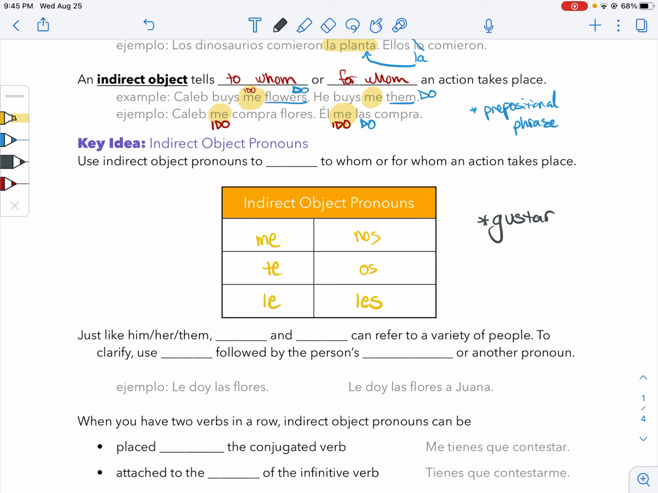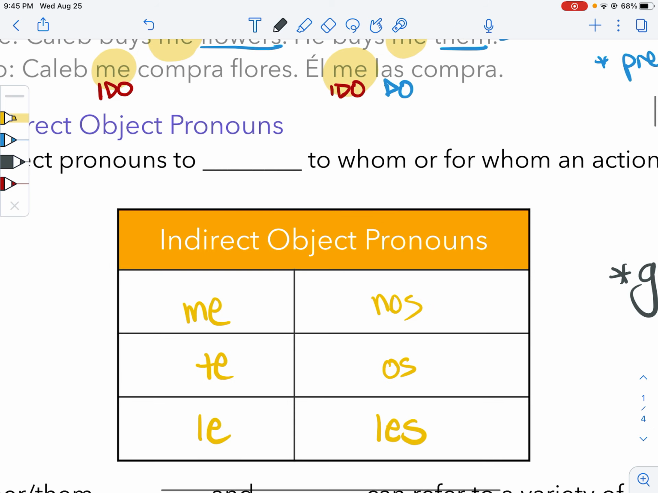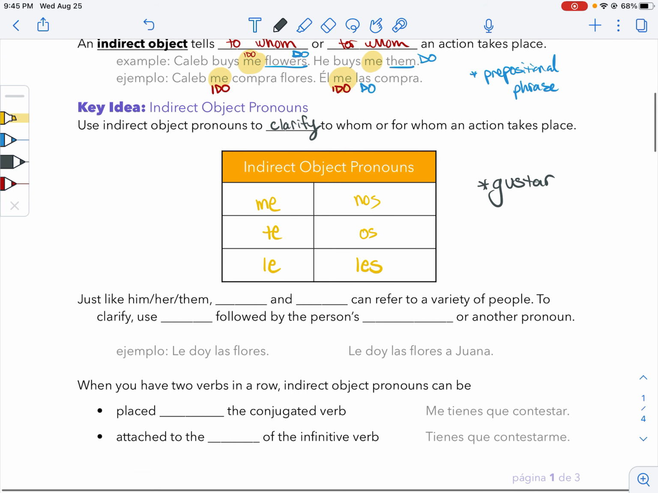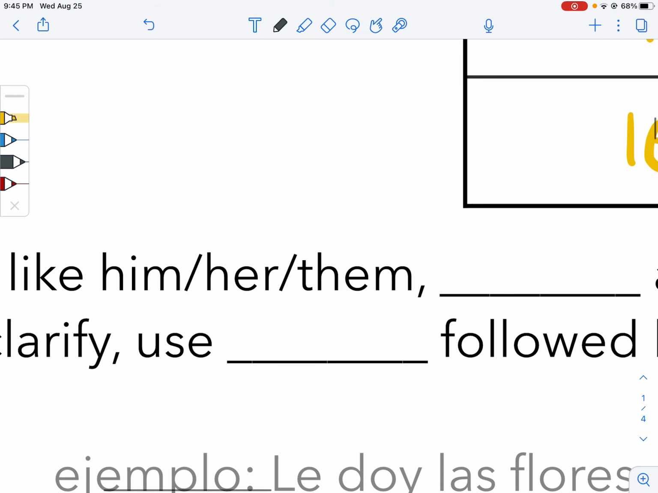Anyway, so use indirect object pronouns to clarify to whom or for whom an action takes place. Also, fun English fact, sometimes when we say him, her, them, we don't know who we're talking about. It's like, oh yeah, I gave it to him. You know, I gave him the present. Okay, but like, who is him? So we might need to clarify.